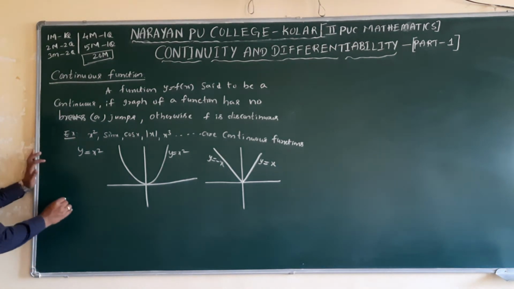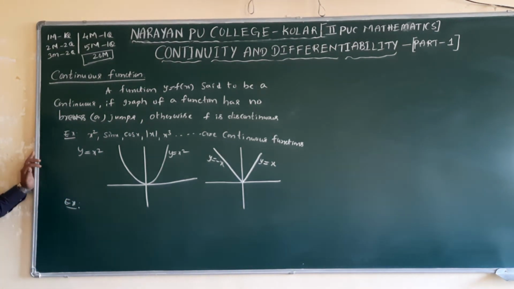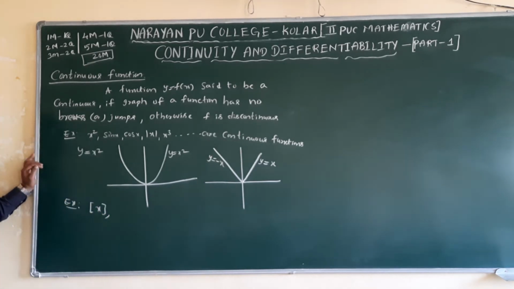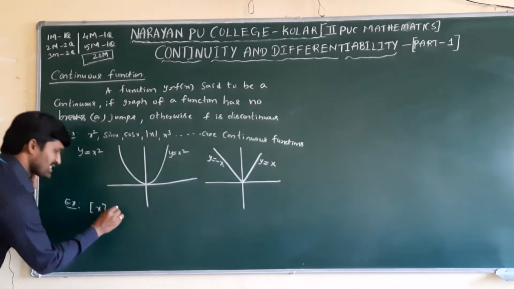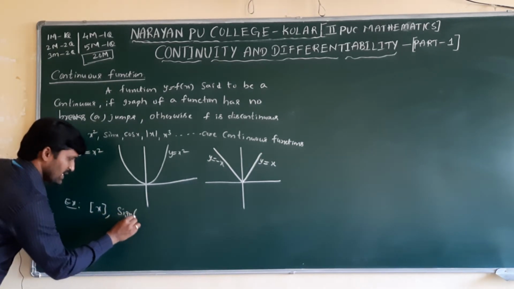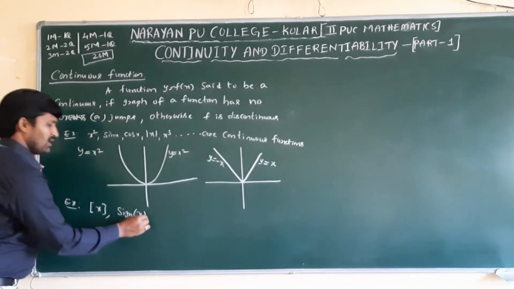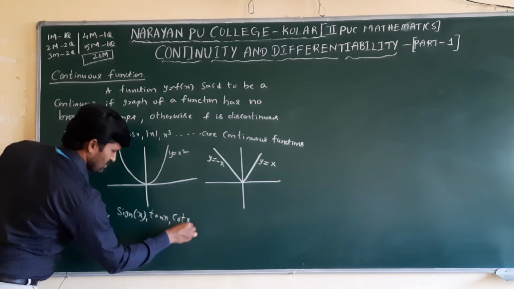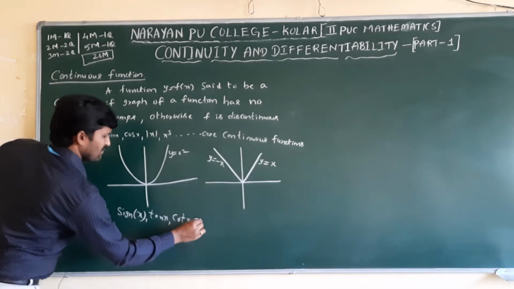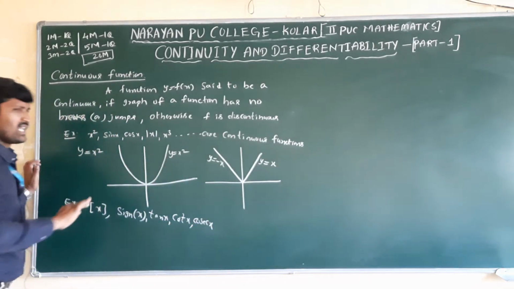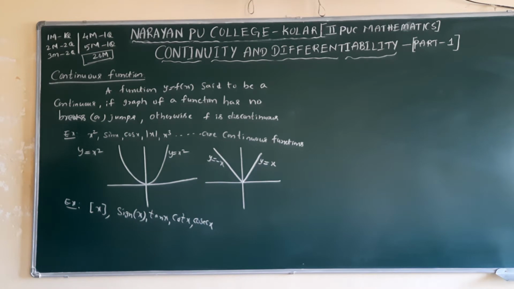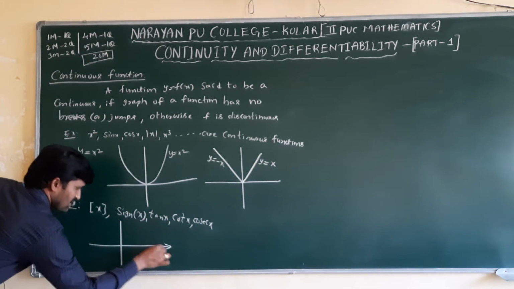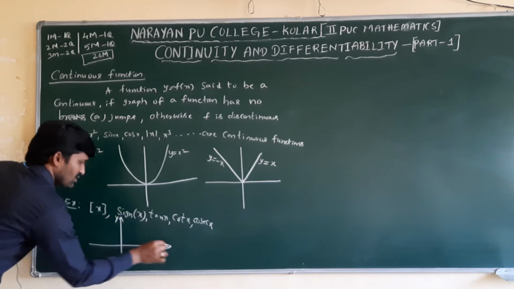Now same, which are discontinuous functions? Take step x, the greatest integer function. Now if you take the signum function, signum of x, tan x, cot x, cosecant x, all are what? There are breaks everywhere. If you take the step x function, it's very simple. It will have breaks, it gives only the preceding integer based on the values.